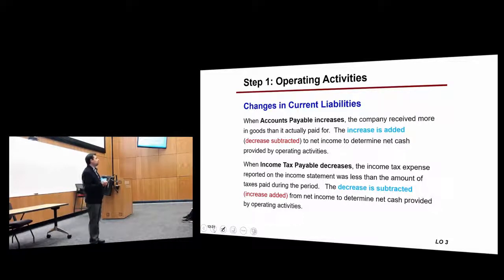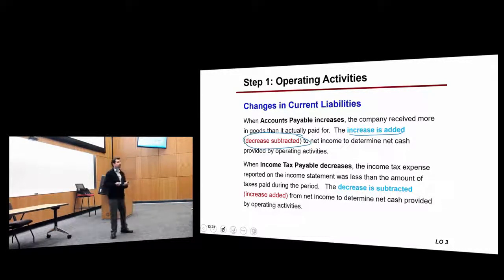So when you have an increase in current liabilities, that means you have additional debts, right? Additional liabilities. That means you recognize that amount. So for example, for accounts payable, you need to add this increase. So you have more liabilities. That means this amount, you recorded it as a payment, but it was not paid. So this amount will have to be added. So what do you do? You add the increase and you subtract the decrease.